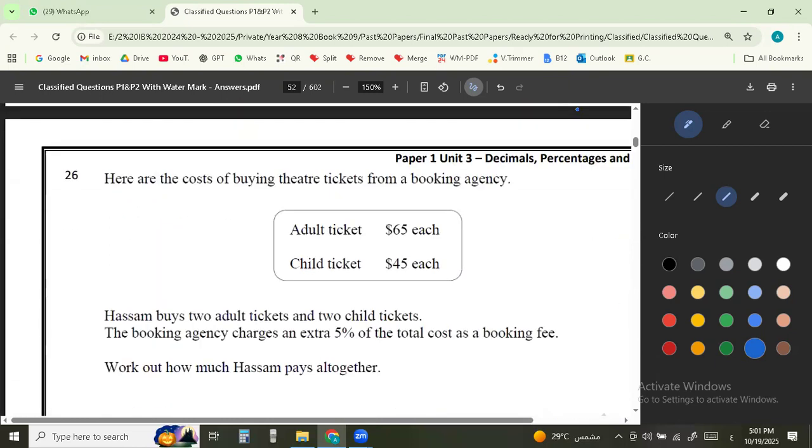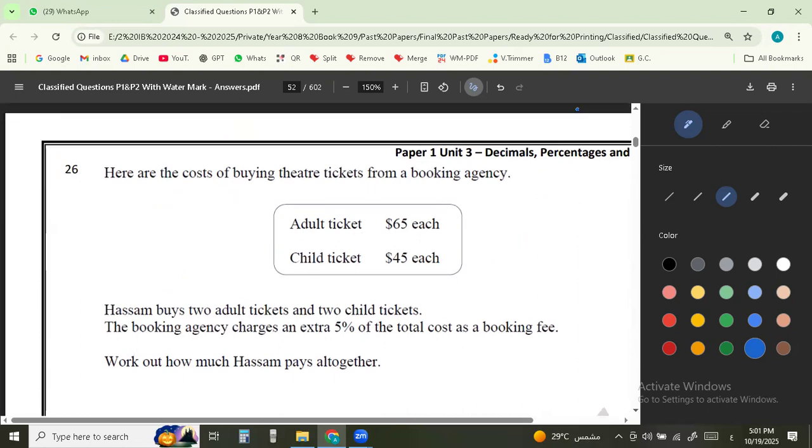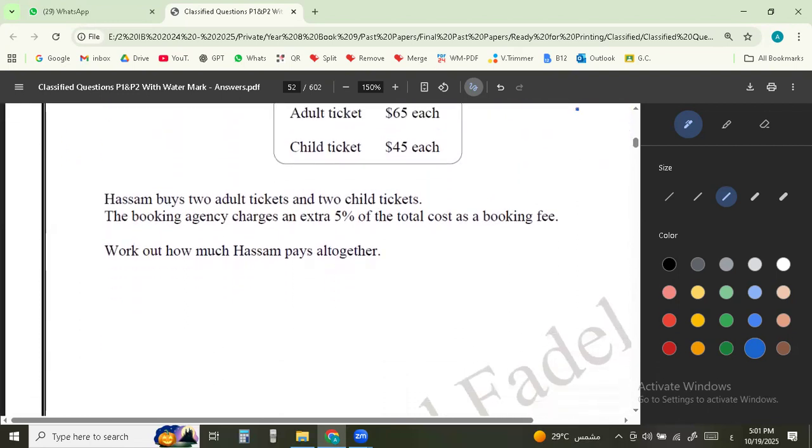Here are the costs of buying theater tickets from a booking agency. Adult ticket is $65 each, and child ticket is $45 each. Hassam buys 2 adult tickets and 2 child tickets. 2 adult tickets means 2 multiplied by 65. But the booking agency charges an extra 5% of the total cost as a booking fee. Work out how much Hassam pays altogether.